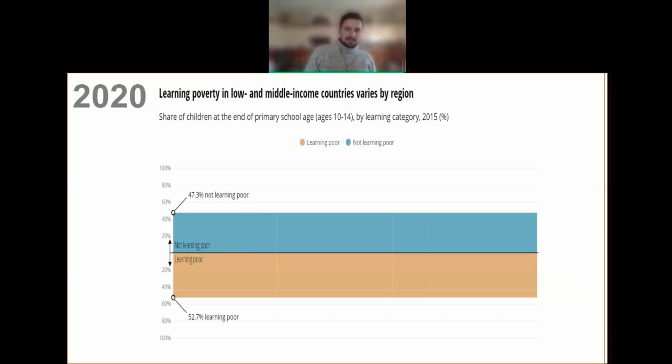So this chart is the first one that you will see when you scroll down the page, and the message is very simple here. In brown you have the learning poor share of the population, and in blue you have the not learning poor share of the population. You can see that globally, 52.7% of children are learning poor, and 47.3% are not learning poor. Okay, that's a very broad global number.